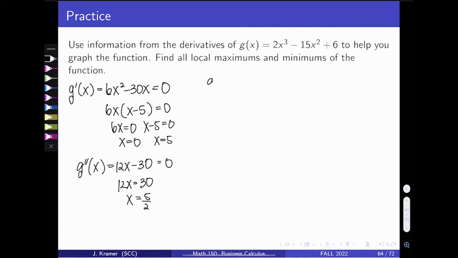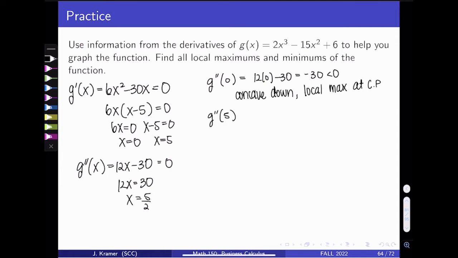So we'll evaluate the second derivative at 0 and at 5. Since the second derivative evaluated at 0 is negative, then the function is concave down and we'll obtain a local maximum at the critical point. Next, we'll evaluate the second derivative at the other critical number, positive 5.